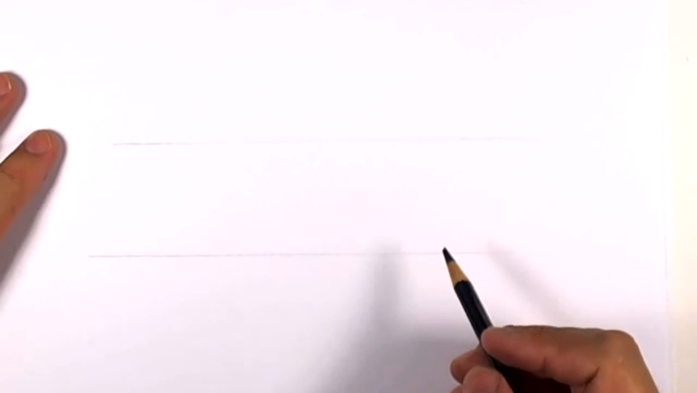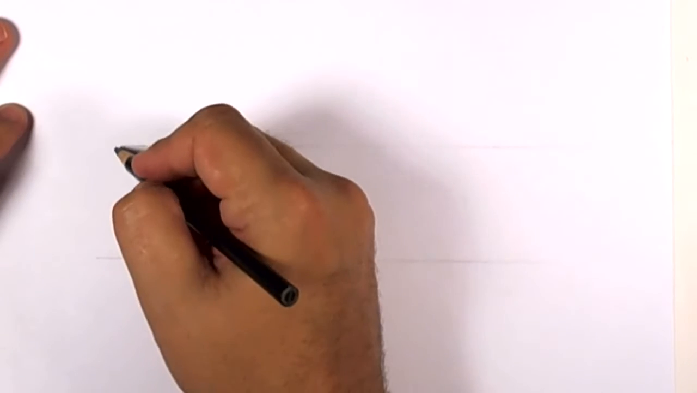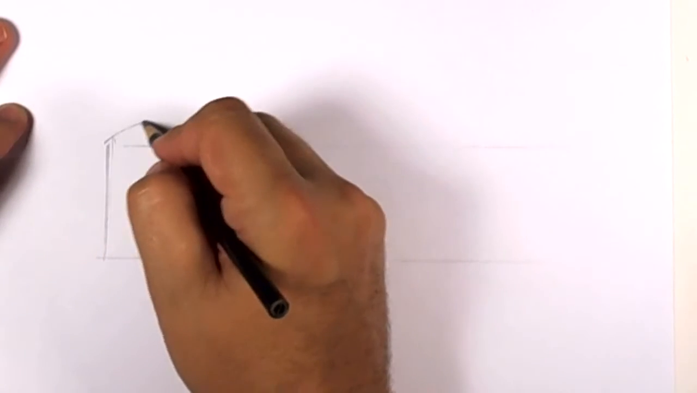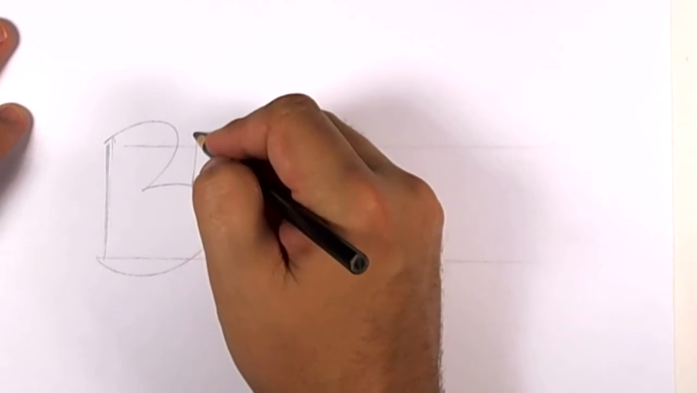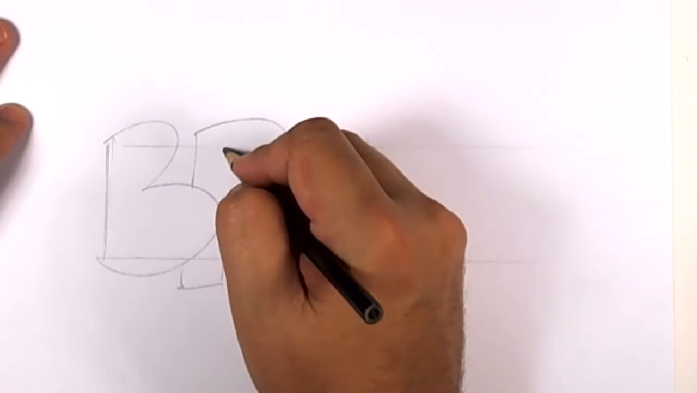Michael here at drawingteachers.com. We're going to do the name Brandon, and we've been doing a lot of graffiti letters up until now. I'm going to do Brandon in more of a 3D letter with overlapping letters here.